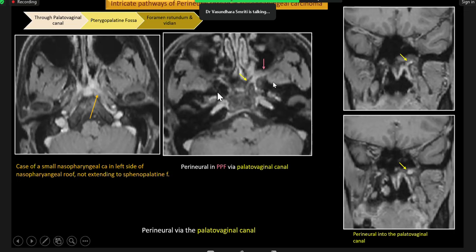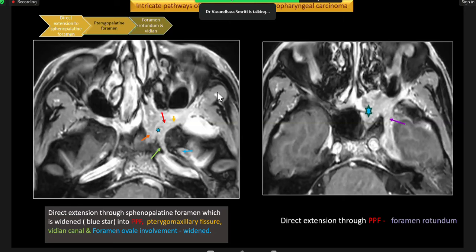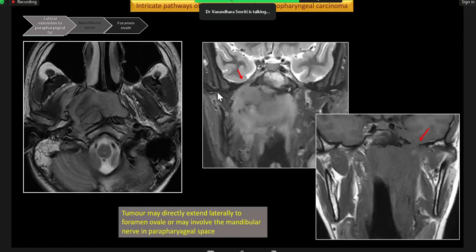So whenever I'm looking at my nasopharyngeal carcinoma, I would always look at my post-contrast images or a T1 weighted image to check for perineural spread in the pterygopalatine fossa. Another way of spread is definitely the direct spread, which we all look at, through the sphenopalatine into the pterygopalatine, pterygomaxillary, going posteriorly into the vidian. And this is the pathway of the vidian. So this is the second pathway of spread, that is direct through the sphenopalatine.